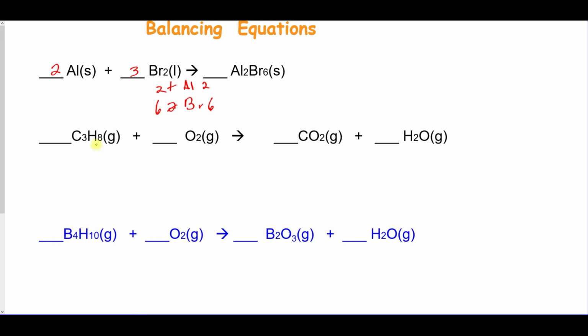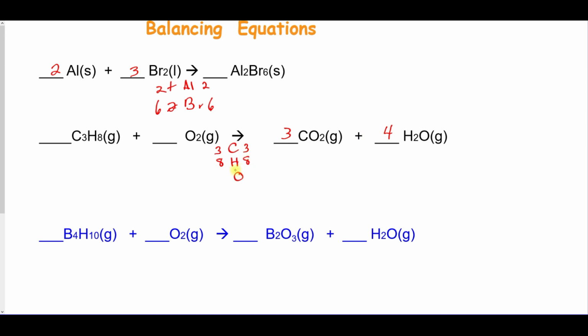Let's look at propane and oxygen reacting, combustion to make carbon dioxide and water. If I look at my carbons first, carbon's always a good one to go first. I have 3 on my reactant side, so if I put a 3 here, I have 3 on my product side. Then I'm going to go hydrogen. I have 8 hydrogen on my reactant side, but only 2 on my product side. If I put a 4 here, though, I will have 8.